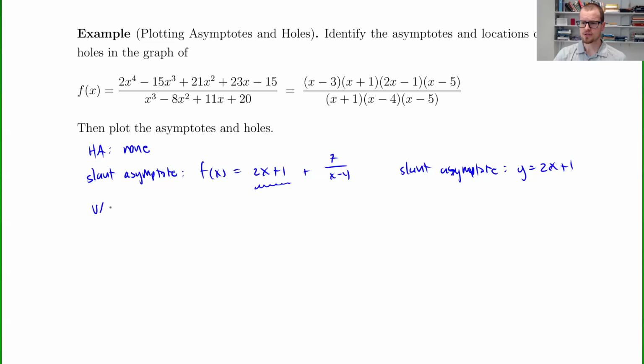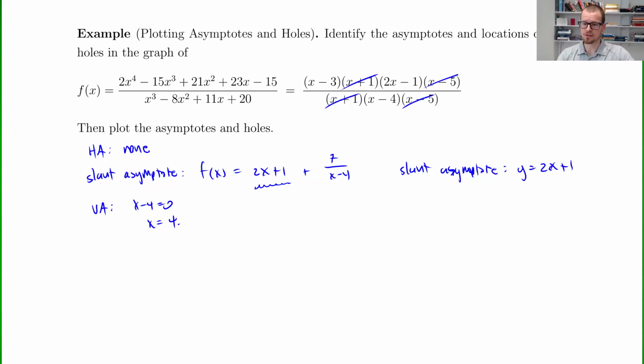For vertical asymptotes, we'll go ahead and simplify so that we can observe which factors are remaining after simplification in the denominator. Cancellation of x minus 5, cancellation of x plus 1, and the only factor that remains is x minus 4. So we get a vertical asymptote at x equals 4.